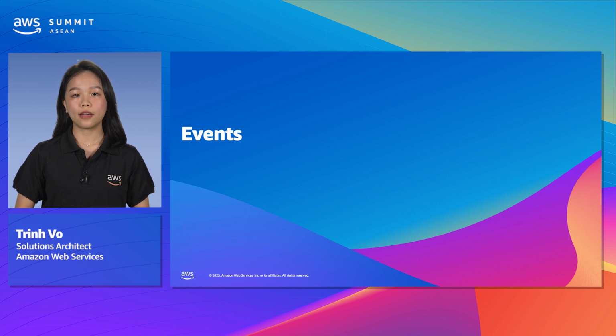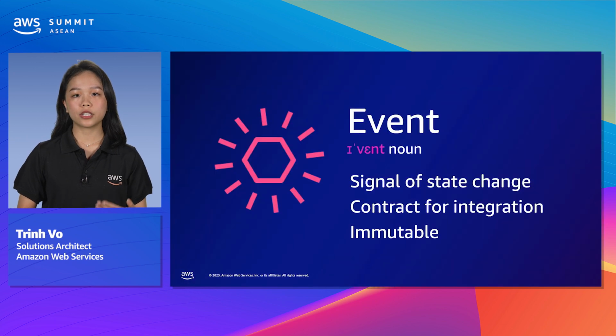Now, let's dive into the event itself, looking at what information we should include in communicating between different services. The definition that we often associate with an event is, it is a signal for when a state has changed. But we can also define it as a contract for integration. This definition supports the design principle that Arthi has mentioned with thinking about the business capabilities and how they connect.